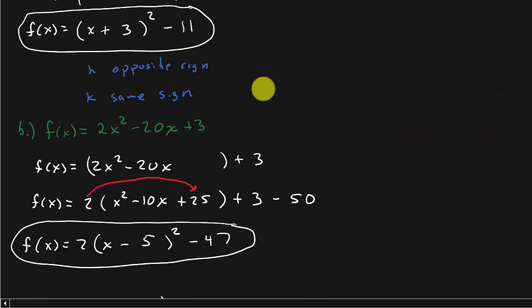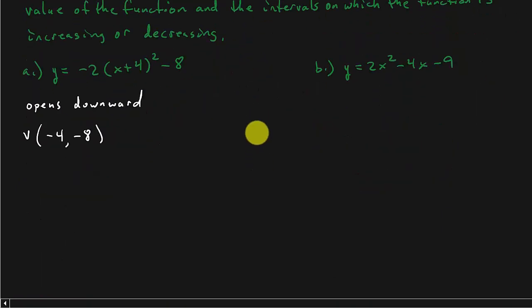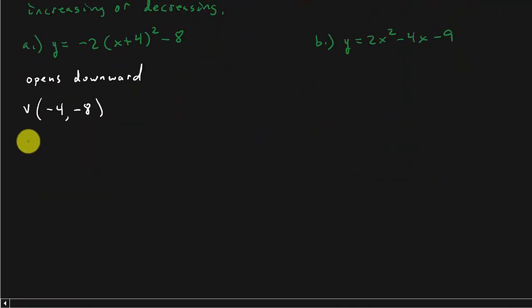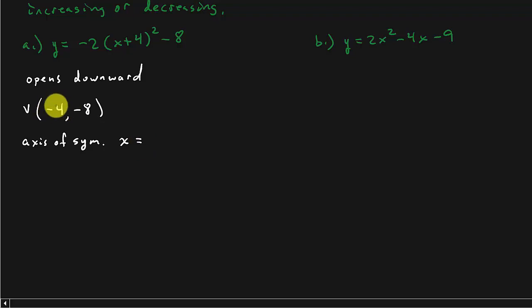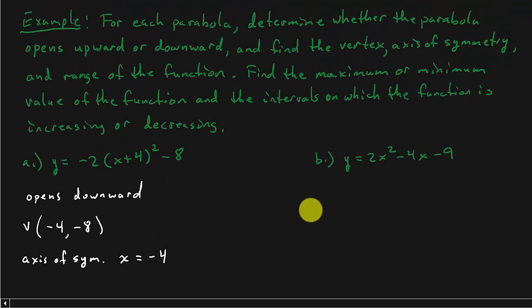Okay, so let's go back down here to the problem. So the axis of symmetry is x equals, well, what x value is it going through? It's going through -4 right here. So x equals -4. So there's your axis of symmetry. And then what else does it say? And the range of the function.